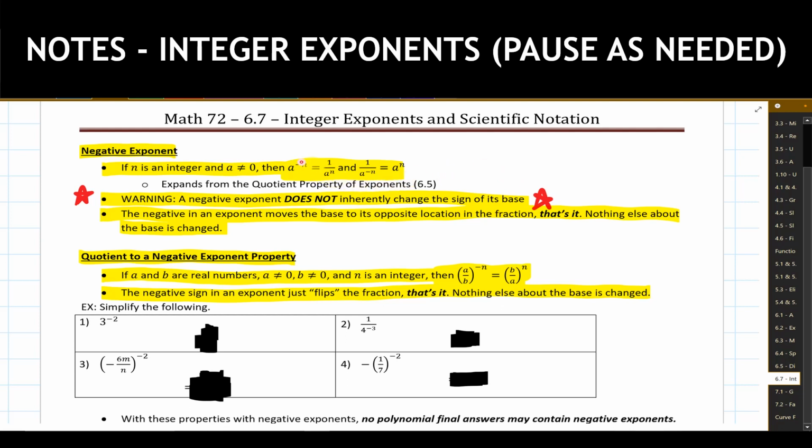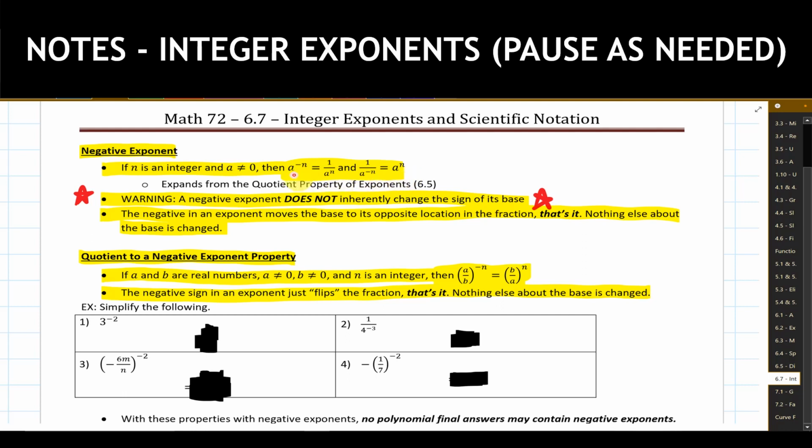Again, if we're looking at this a value right here, we do not care if that is positive or if that is negative. The negative exponent does absolutely nothing to affect that value. It's the number that's associated with the exponent that will change things. So the negative only is going to change where our base is in a fraction. And we see the two scenarios playing out right here.